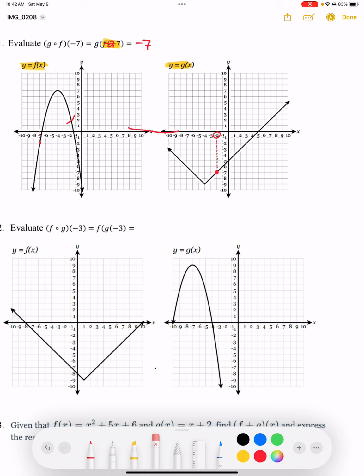So you just kind of have to follow where to go first. So first go to f, the graph f, the one on the left, go to -7. You had to drop down 2. Now go to -2, start at -2 on the g, and you had to drop down to 7.